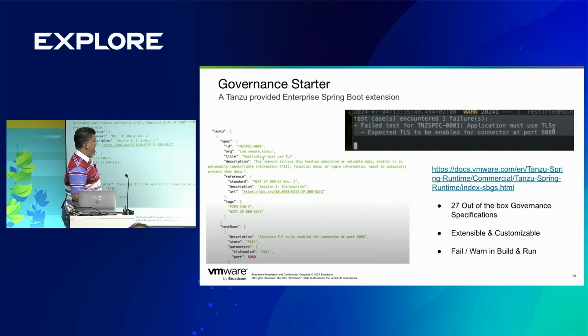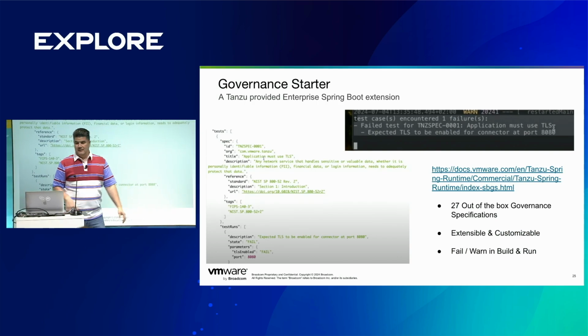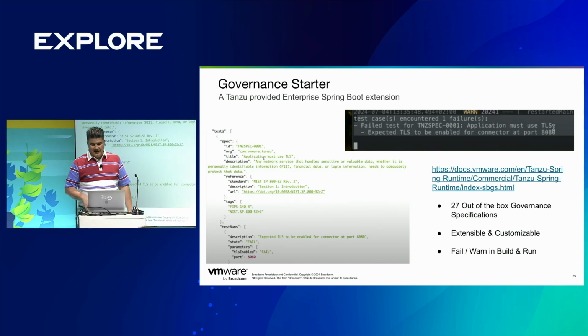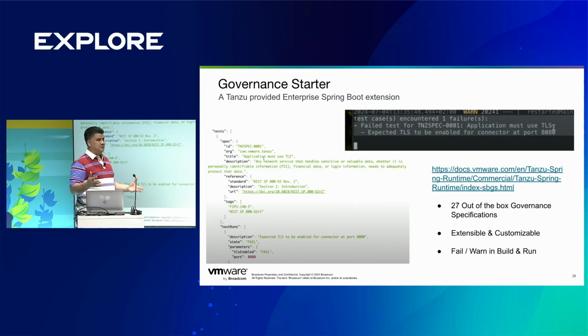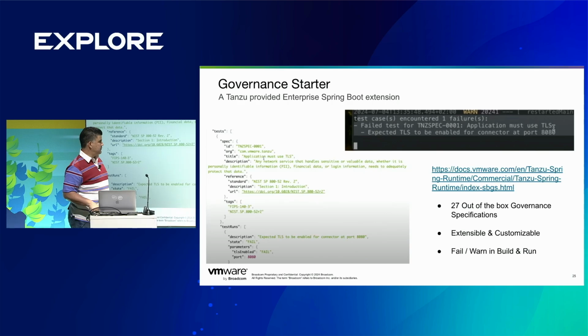You can all get this online. We have the docs available right there, Tanzu Spring documentation, and it will give you all the information about which rules are being applied. It's called the pre-configured out-of-the-box rules. And with that, I'm all finished.